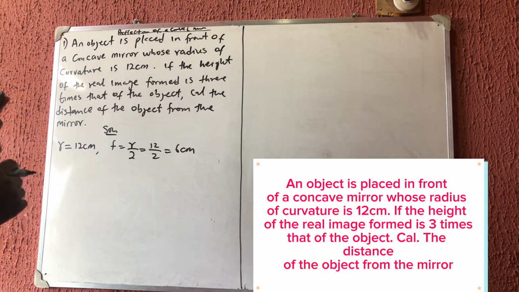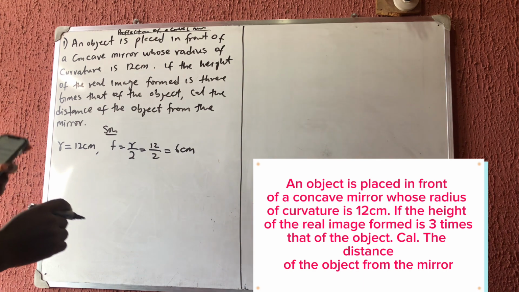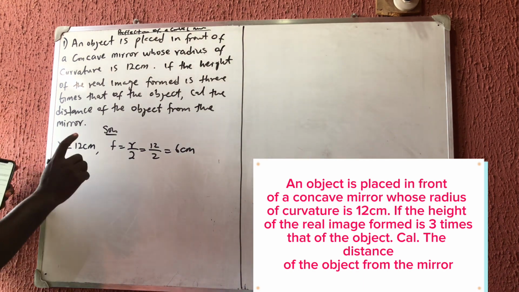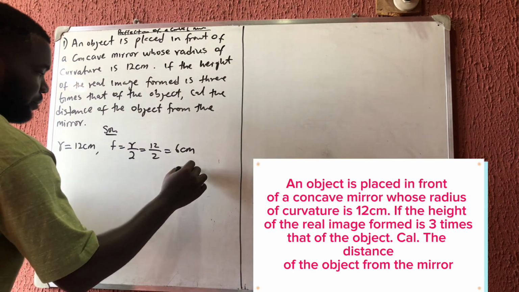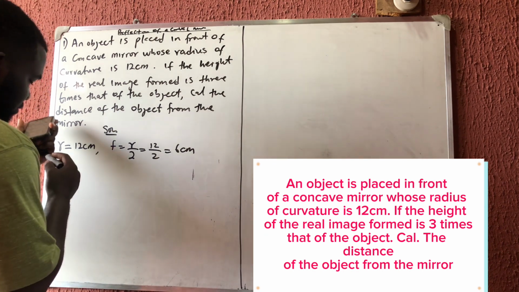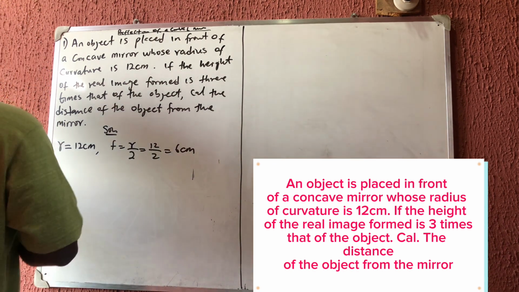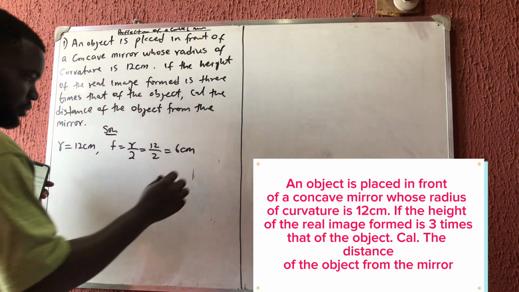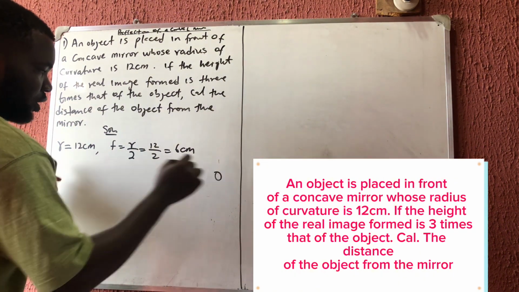Then they said that if the height of the real image formed is 3 times that of the object. I told you that sometimes V and U used to be confusing. If you write your image, I, and write your object, O.